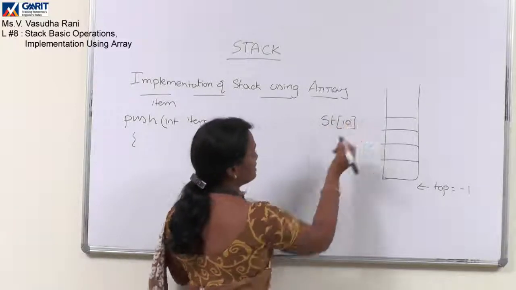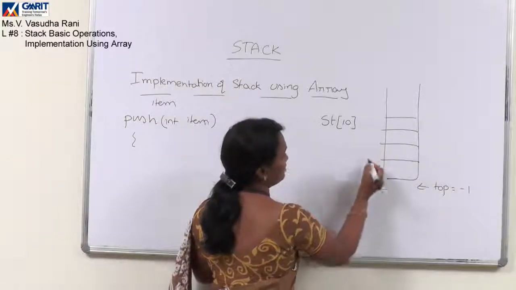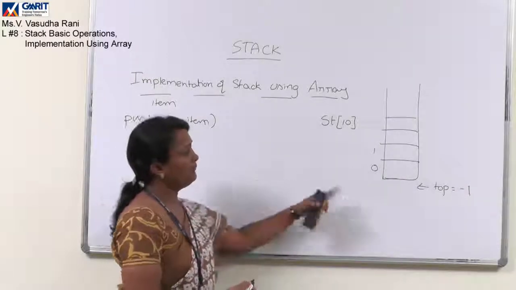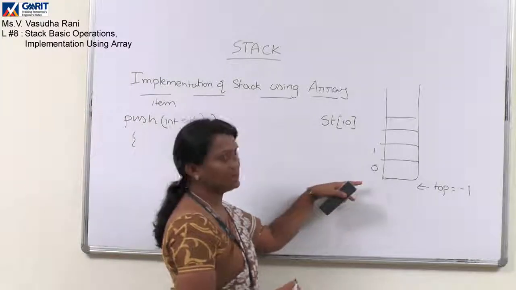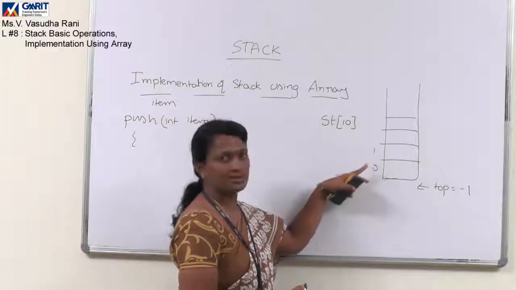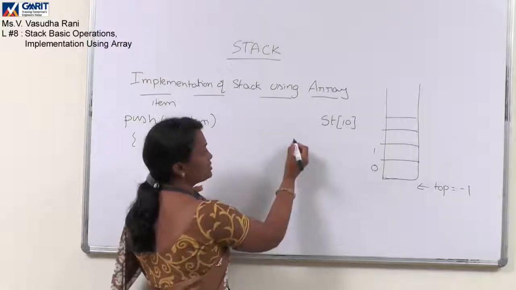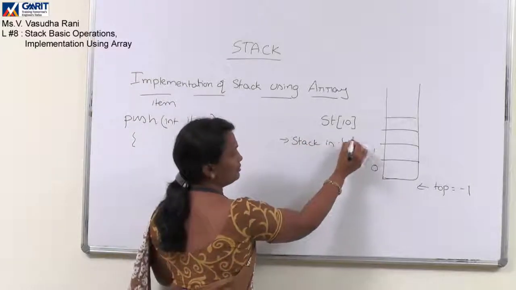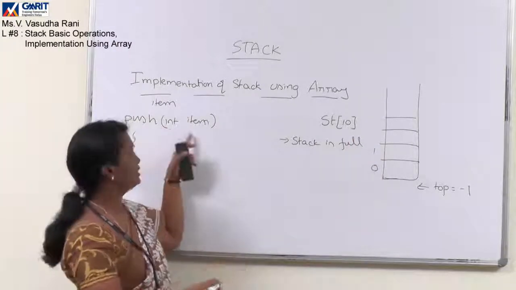For performing push using the array data structure, assume that this stack is defined with the array st of size 10. Now this is our stack with the indices 0, 1 like that. Initially there are no elements, and top is -1. In order to perform push, we have to see whether the stack has some empty locations or not. If an empty location is there, then only we can push data into the stack. So we have to check the condition whether the stack is full. If the stack is already full, it is not possible to push a new element.